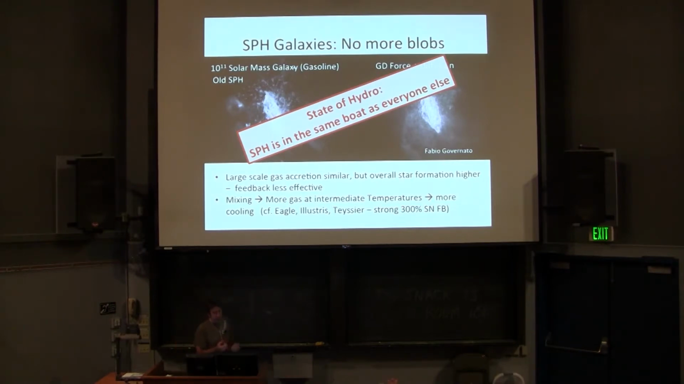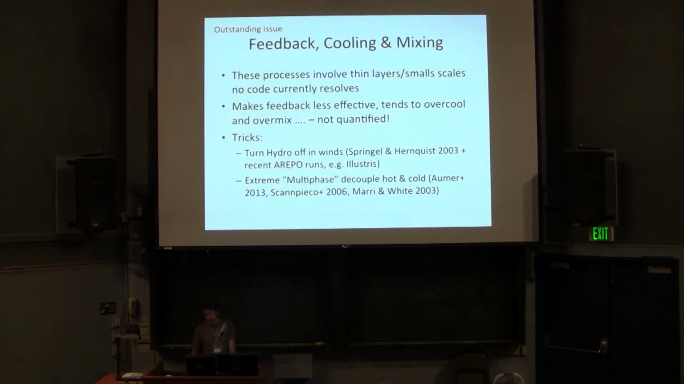And Romain Teyssier was discussing this with me. Essentially, the way he sees it, you have mixing, you have a lot of gas at intermediate temperatures, a lot of cooling, and therefore you're in a hard situation. This is driving people to essentially crank up their feedbacks to try and compensate. So the outstanding issue from my perspective is it's about feedback, cooling, and mixing. No one is resolving the thin layers where these processes are occurring, and no one's really quantified how bad this is. And to me, this is the really big outstanding issue.